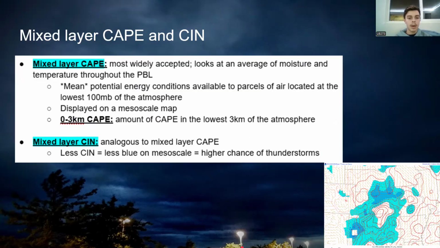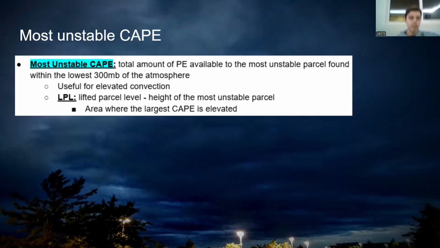0 to 3 kilometer CAPE is the amount of CAPE in the lowest 3 kilometers. Mixed layer CIN is analogous to the mixed layer CAPE. Less CIN is associated with less blue on this mesoscale map, and there's going to be a higher chance of thunderstorms because there's less energy that the parcel has to overcome to get to the LFC.